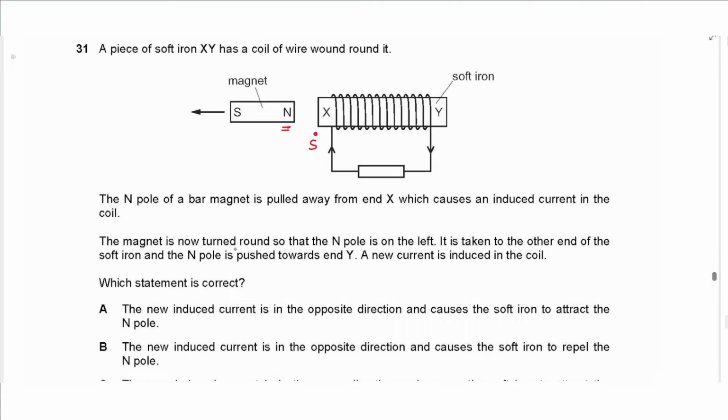The magnet is now turned around so that the end pole is on the left. It is taken to the other end of the soft iron and the end pole is pushed towards the end Y. So this is the new position of the magnet with the end pole moving towards the coil. So the current in the coil would oppose the motion of the magnet. Now the magnet approaches, so we need to repel it. So an end pole would be induced on this side. In the first situation there was an end pole here, and now there is an end pole here, so it would be the same direction of current.